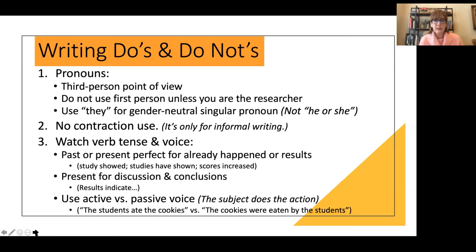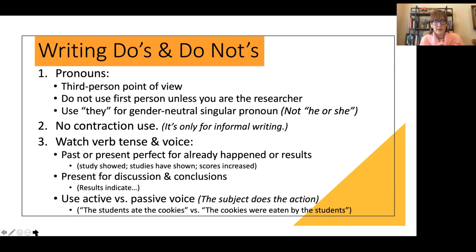So instead of saying, if you're writing an article about student success and you haven't done any of the research, you're just reading the articles, you could say the author, or you could say one. You're not the one that's telling the story necessarily, but you're writing about it. So that's the whole thing with the pronoun use.